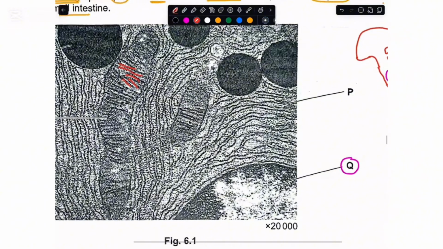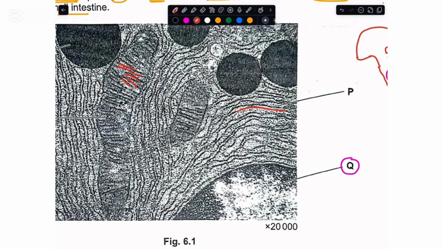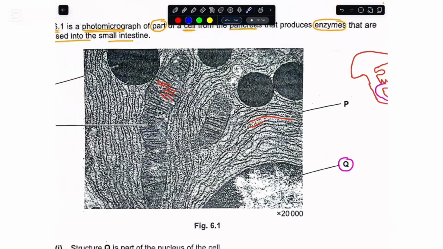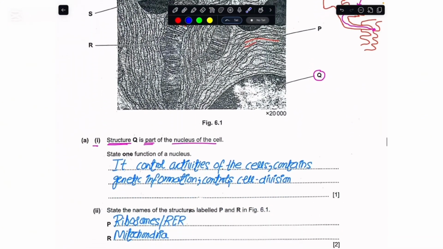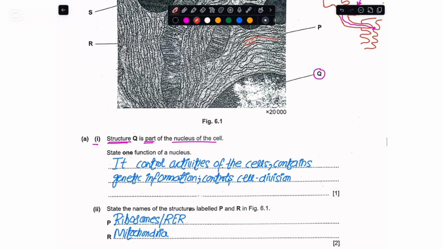And if we just look at the letter P, here we have an extended network of membranes. And this has some kind of a rough appearance or a granular appearance. So this P that we have, you can call this ribosomes or the rough endoplasmic reticulum. Now they ask for one mark that you are required to state one function of the nucleus, and you would say that it controls activities of the cells, or you could say that it contains the genetic information, or you could also say that it controls the cell division. So any one point from these three which I have written for you.